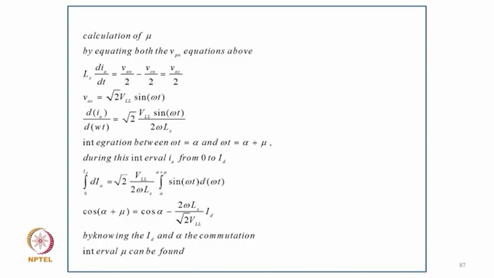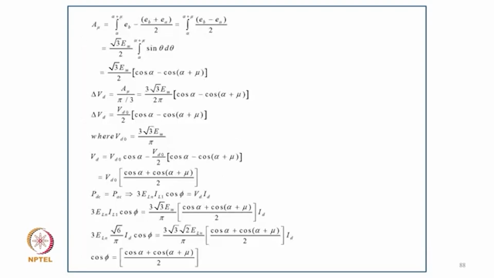For the calculation of mu, by equating both Vpn equations, Ls dia upon dt equals Va upon 2 minus Vc by 2, equal to Vac by 2, and Vac equals root 3 VLL sin omega t. So dia upon d omega t equals root 2 VL sin omega t upon 2 omega Ls, and integrating between omega t equal to alpha and omega t equal to alpha plus mu. During the interval Ia from 0 to Id, the integral from 0 to Id of di equals root 2 VLL upon 2 omega Ls times the integral from alpha to alpha plus mu of sin omega t d omega t, and cos(alpha plus mu) equals cos alpha minus 2 omega Ls upon root 2 VLL into Id. By knowing Id and alpha, the commutation interval mu can be found out.